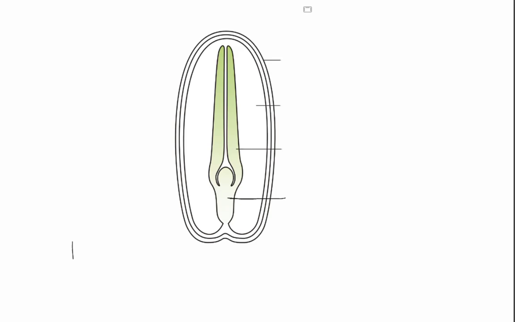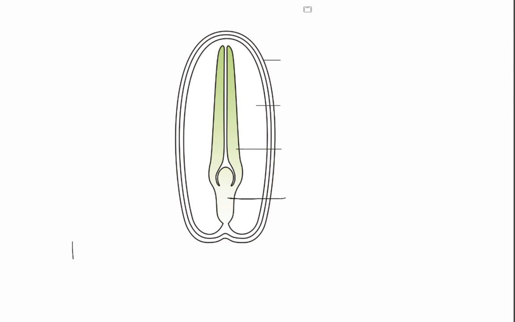On your screen is a structure of an angiosperm seed. So we're just going to identify the parts so that we have an understanding of the internal makeup, the structure, the internal structure of an angiosperm seed. So I'm going to label the parts.